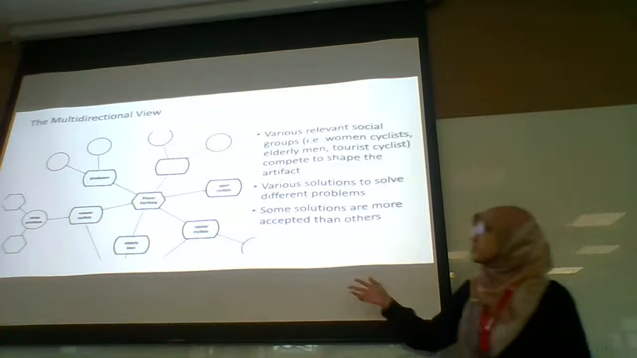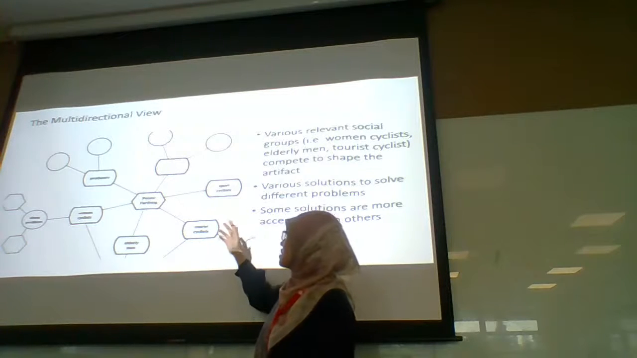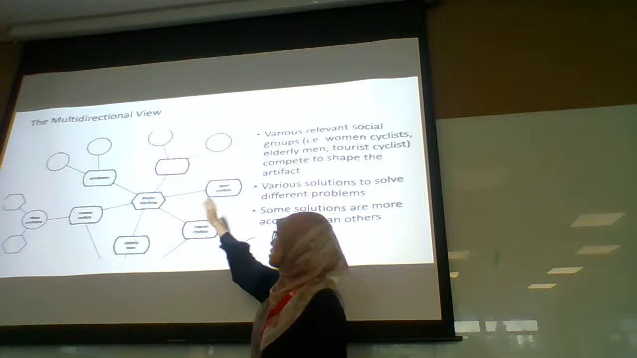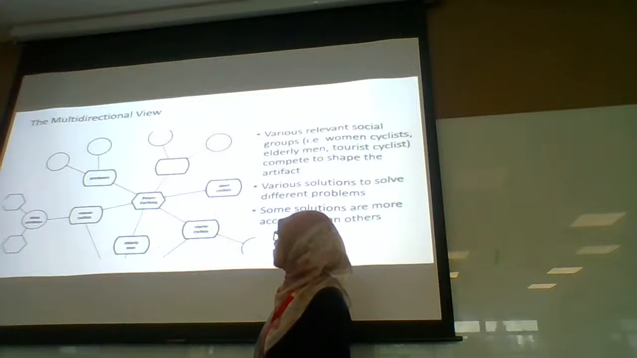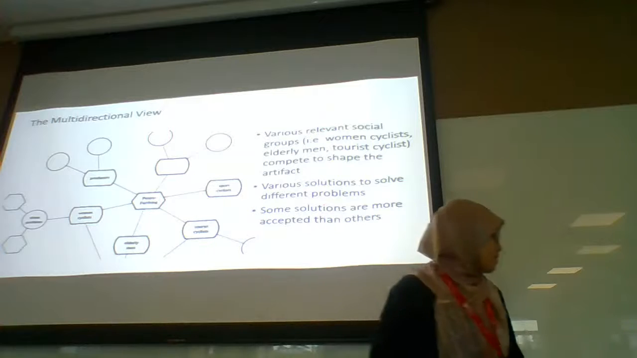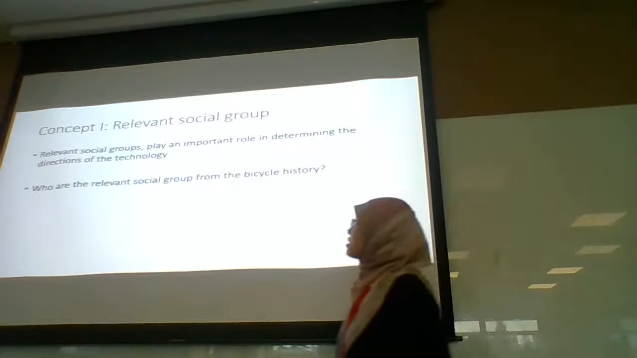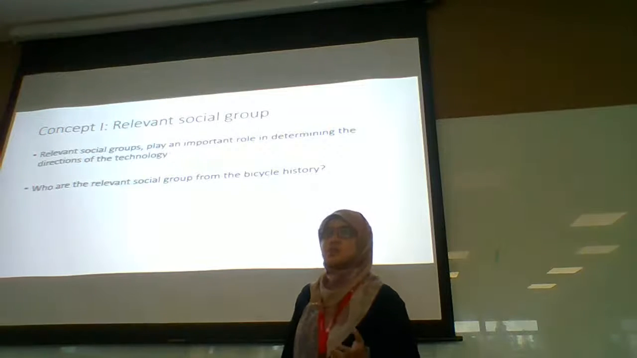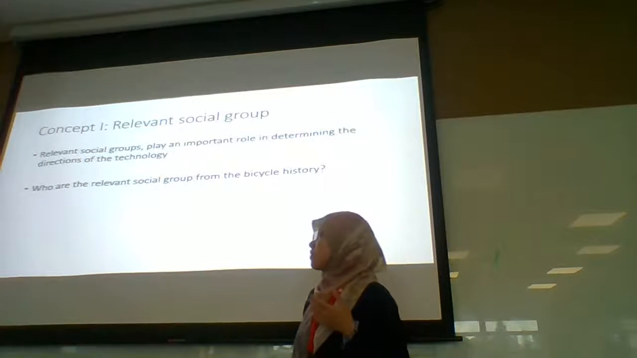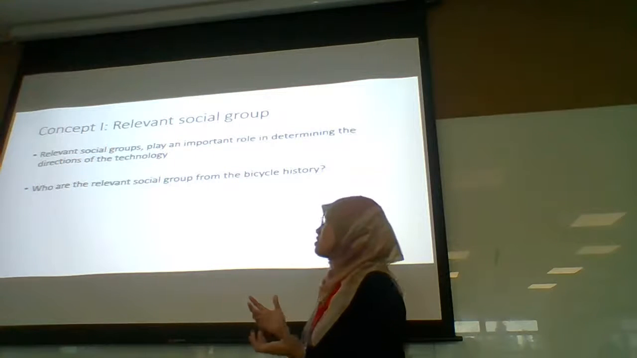So this diagram shows the difference between the linear and the nonlinear. The answer is really that it's a contestation between social groups, and this one was the most powerful in shaping what was accepted during those periods. So then we refer to the concept. Relevant social groups are the actors that are influenced by, and also shape, the design of a particular technology.